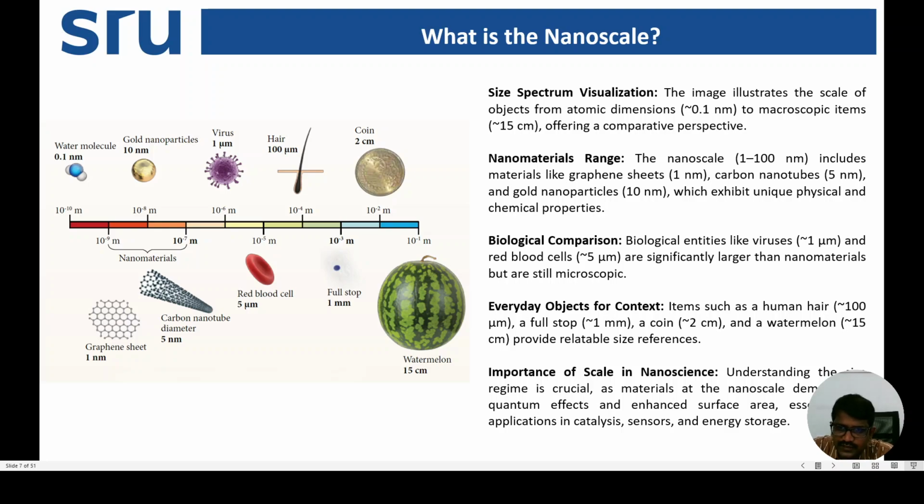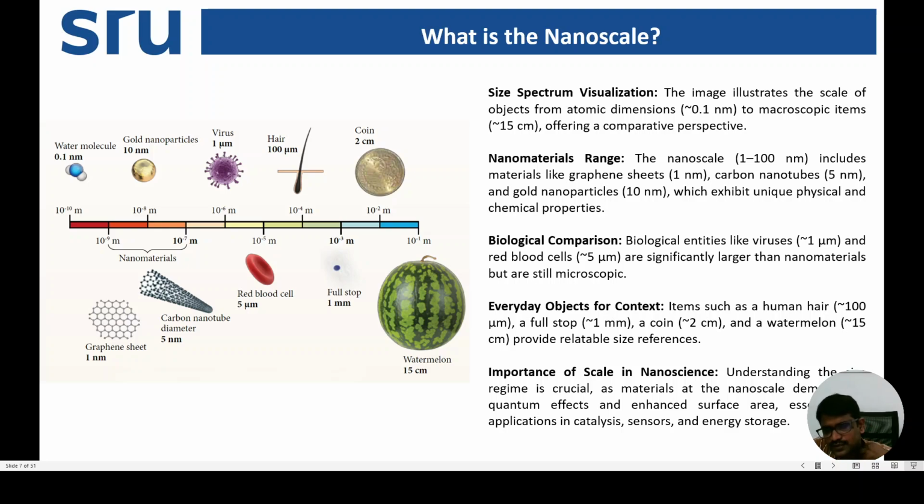We will see the major explanation about this figure. You can see the size spectrum visualization. The image illustrates the scale of objects from atomic dimensions to macroscopic items, 15 centimeters, offering a comparative perspective. This is atomic level size, and this is macro level size. From atomic level size to macro level size, you can see the different size ranges in this figure. So where is the nanomaterial?